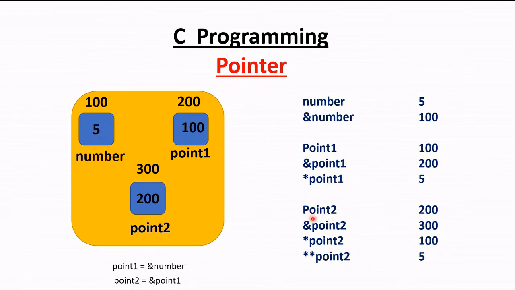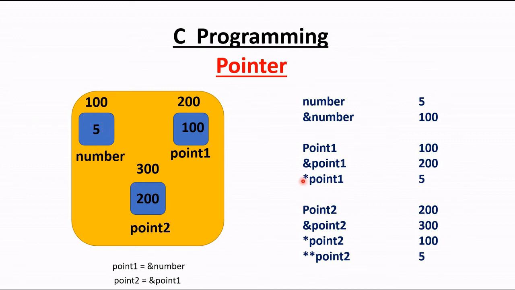In the same way, if we print pointer 2, at that time the value inside this pointer 2 will be printed. Now the value of pointer 2 is the address of pointer 1, that is 200 will be printed. Now the address of pointer 2, that is 300, so 300 is printed. Now if we give star pointer 2, it will go one step back and print the value of the previous variable, that is the value of pointer 1. So it will print 100. And if we give two stars pointer 2, it will go two steps behind, so it will print this 5.